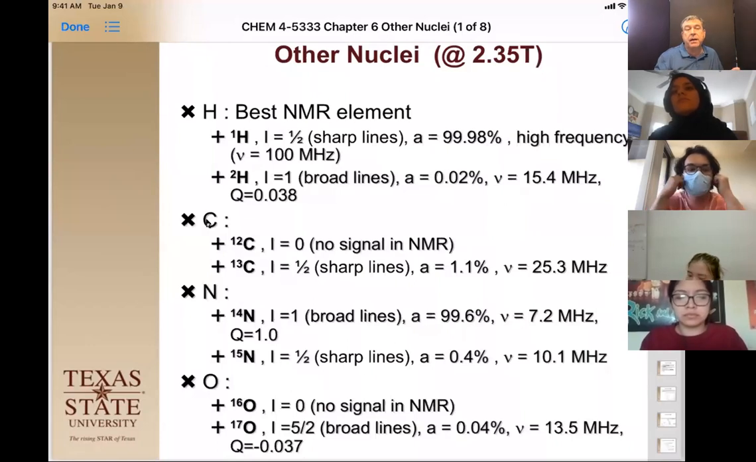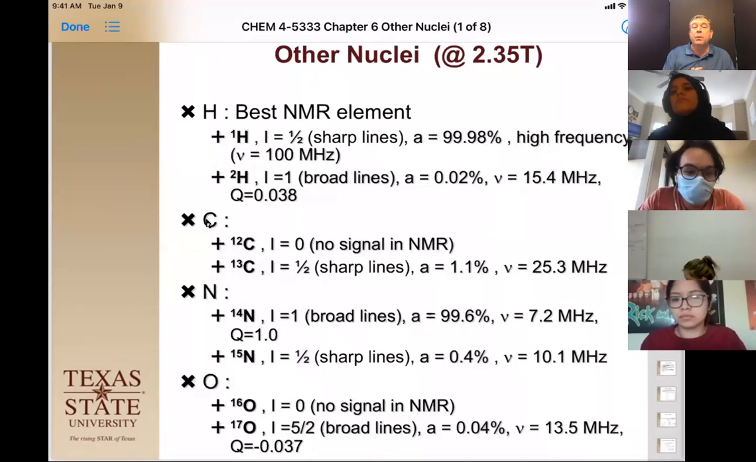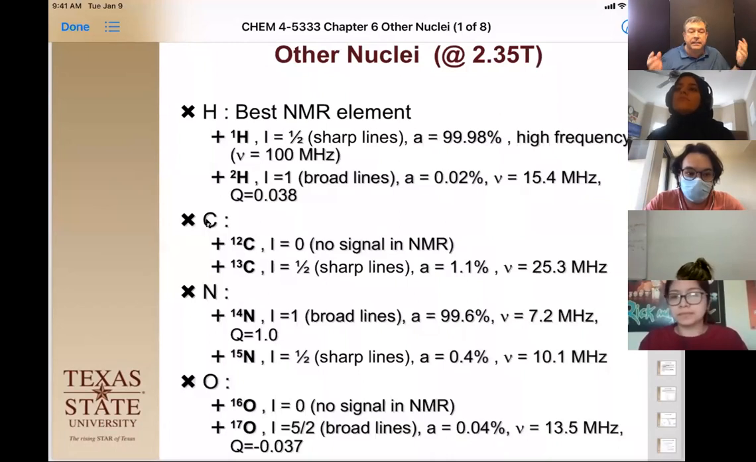But let's start talking about the nuclei we know and love, which is hydrogen, of course. We really like it because the primary isotope that we can see has a half spin. It has a very good susceptibility, it's got a very good frequency, and we use that extensively in most of our NMR up to now.